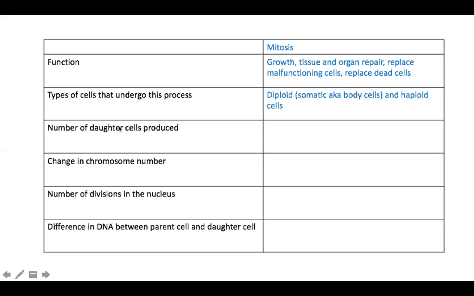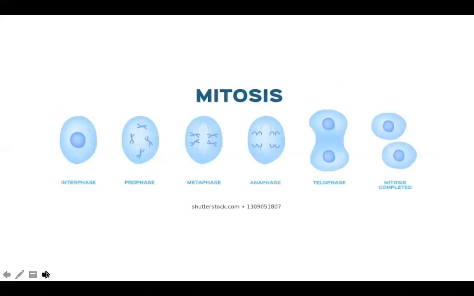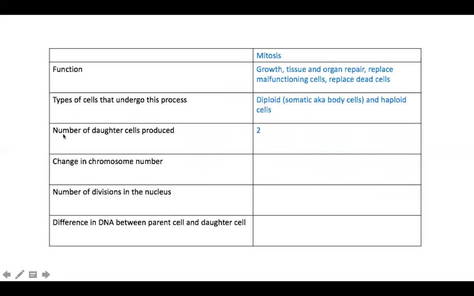And then number of daughter cells produced. So this is basically the general steps of mitosis. And remember that they're divided into prophase, metaphase, anaphase, and telophase. You can just remember PMAT. And you start off with one cell, a parent cell, and you divide it, you go through these steps, and you make 2 identical daughter cells. And so if we go back to this slide, you make 2 daughter cells from that parent cell.